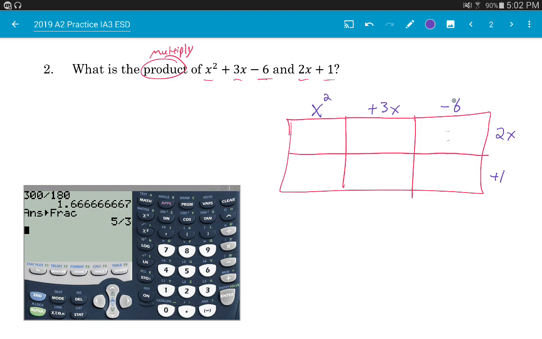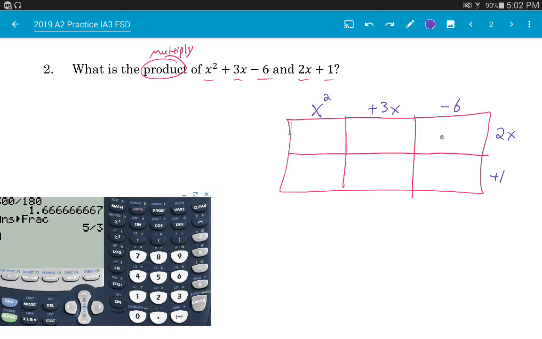I'm going to multiply always to fill in the boxes, and then use addition to take them out. So this is going to be negative 12x. Negative 6 times 1 is negative 6. 3x times 2x is going to be 6x squared. 3x times 1 is 3x. X squared times 2x is 2x cubed. And x squared times 1 is just x squared.